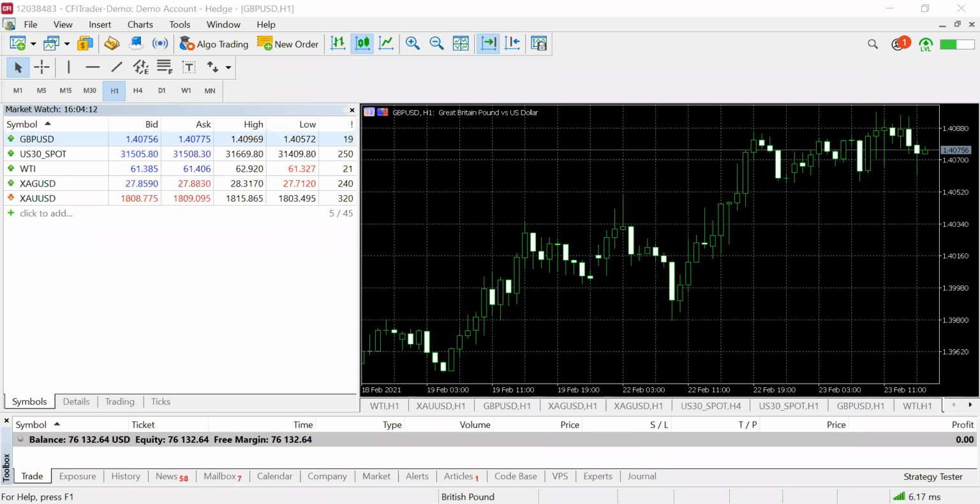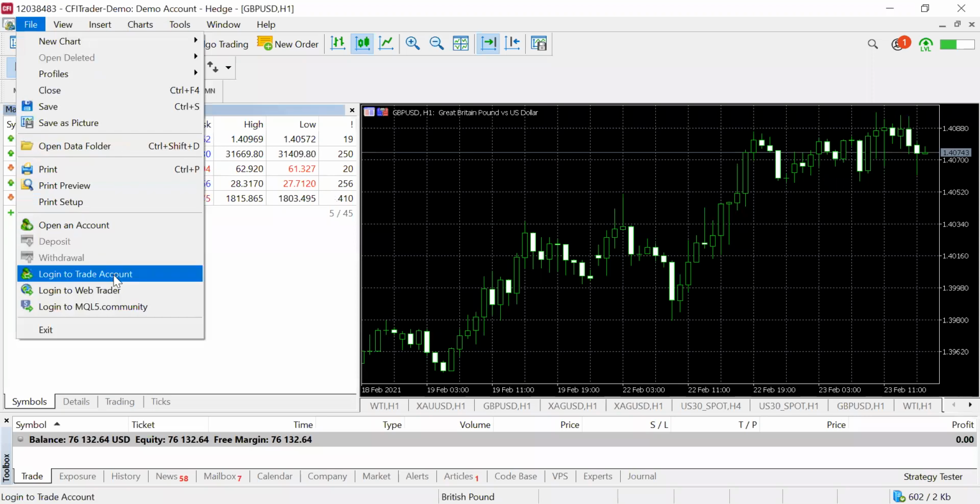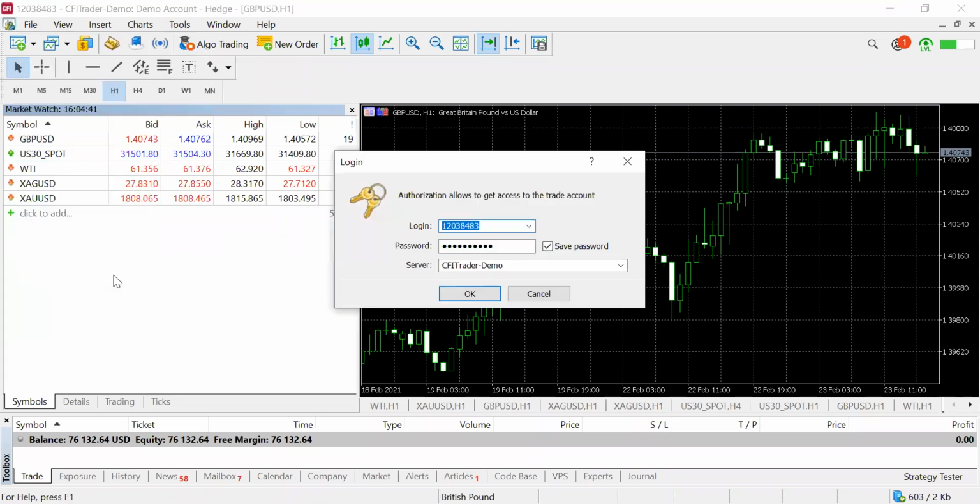Okay, so can you please, guys, confirm you can see my screen? Perfect. So basically, once you log into your MT5 platform, this is how it will look. Obviously, the first thing you should do is go to log into trade account.